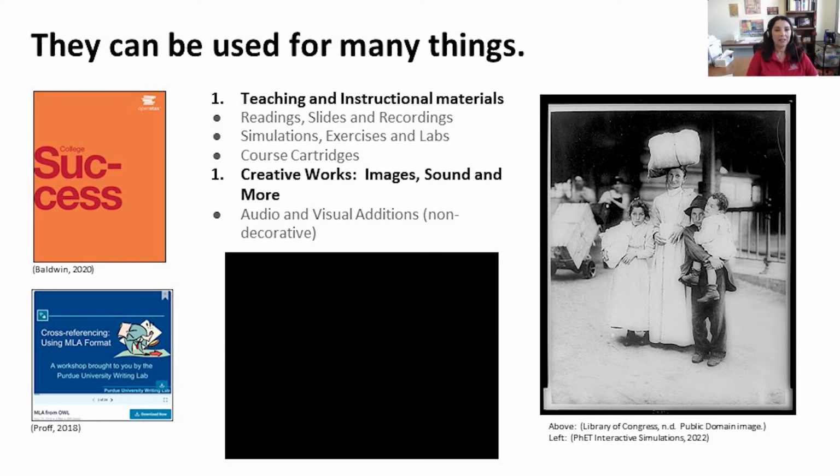And then you do have a lot of professors who put their course cartridges online and let them be available. Some other examples is the College Success textbook that's available through OpenStax. It is a free open access book that's used a lot for first year freshmen or first year experience programs. It's available online and you could also print it out as well.